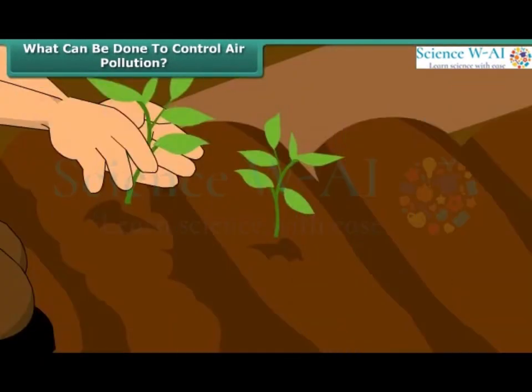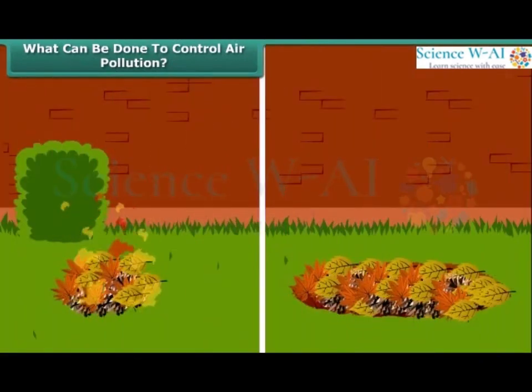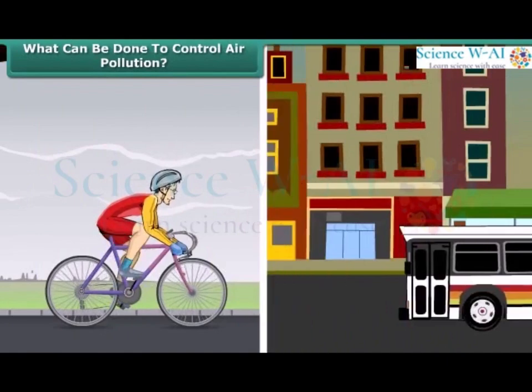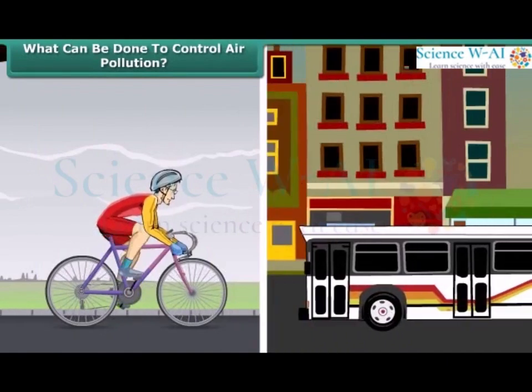We can also plant new trees. Rather than burning the dry leaves, we can put them in a compost pit. We can walk more, switch over to bicycles for covering small distances, and use public conveyances.